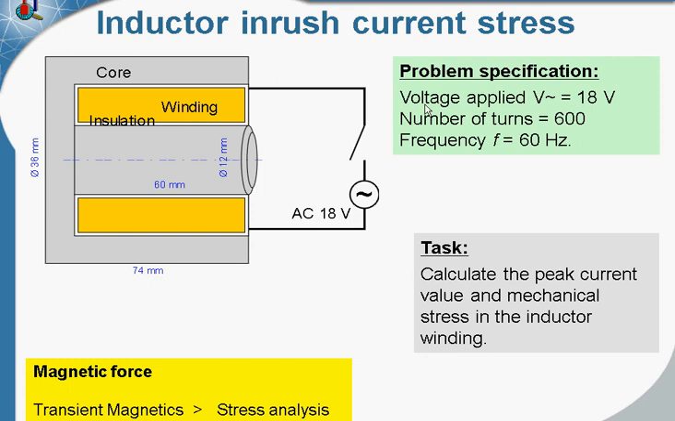Voltage source root mean square value is 18 volts. Winding number of turns is 600. AC frequency is 60 Hz.